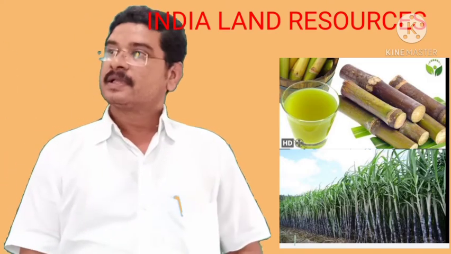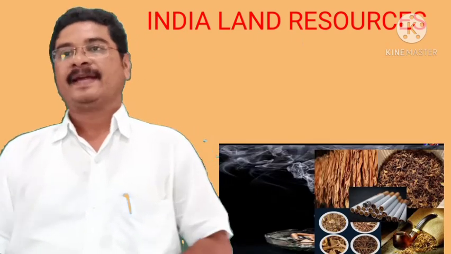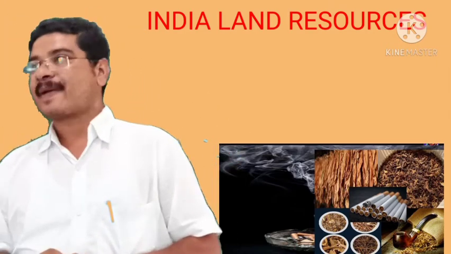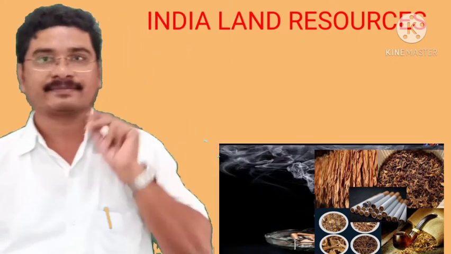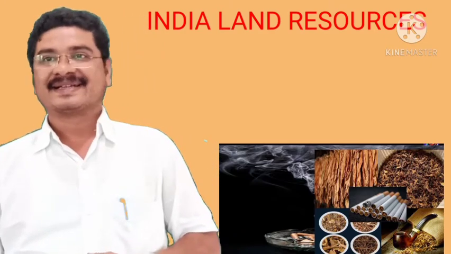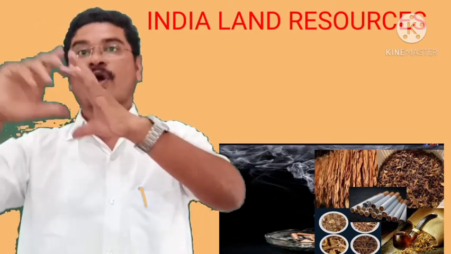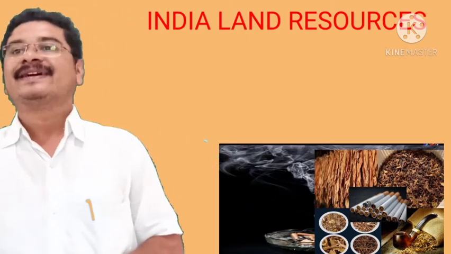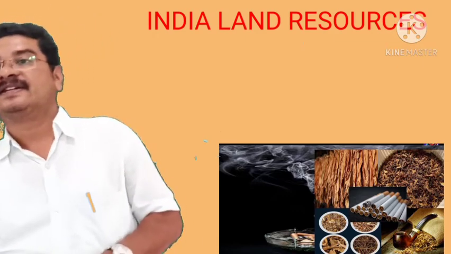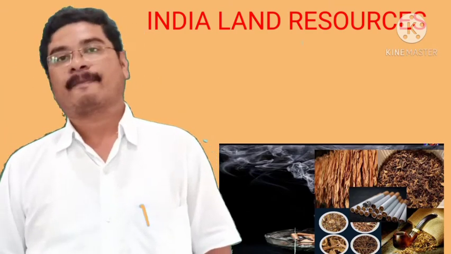Then another most important crop is tobacco. Yes, it is one of the important cash crops of India. Tobacco is used for smoking, like bidi, cigarette, cigar, cheroot, then hookahs, etc. Very little is used for chewing also, snuff, and insecticides can also be made from tobacco.